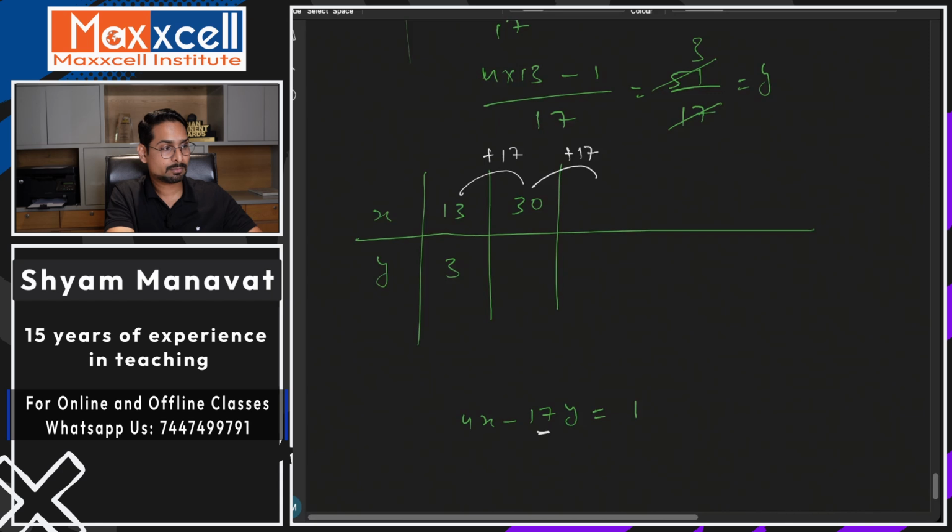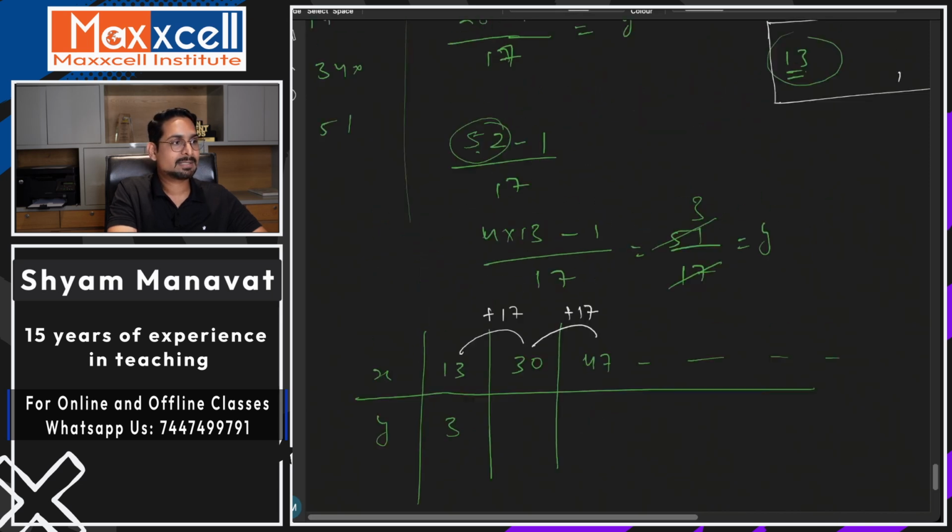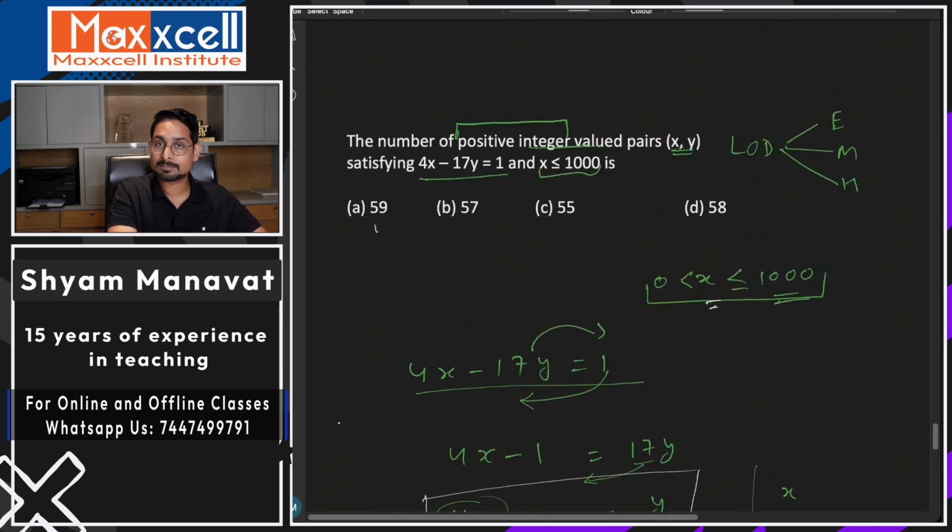Do you have to worry about values of y? Not really, because the question has a condition for values of x. Understand, guys, it's quite easy. The only thing is we need to connect many points to solve one question: integer values, then this trick which I am talking about, and then the arithmetic progression concept. So see how it's going to work. Next is plus 17, so 47, and it goes on. And x I have to keep less than 1000 as per the question.